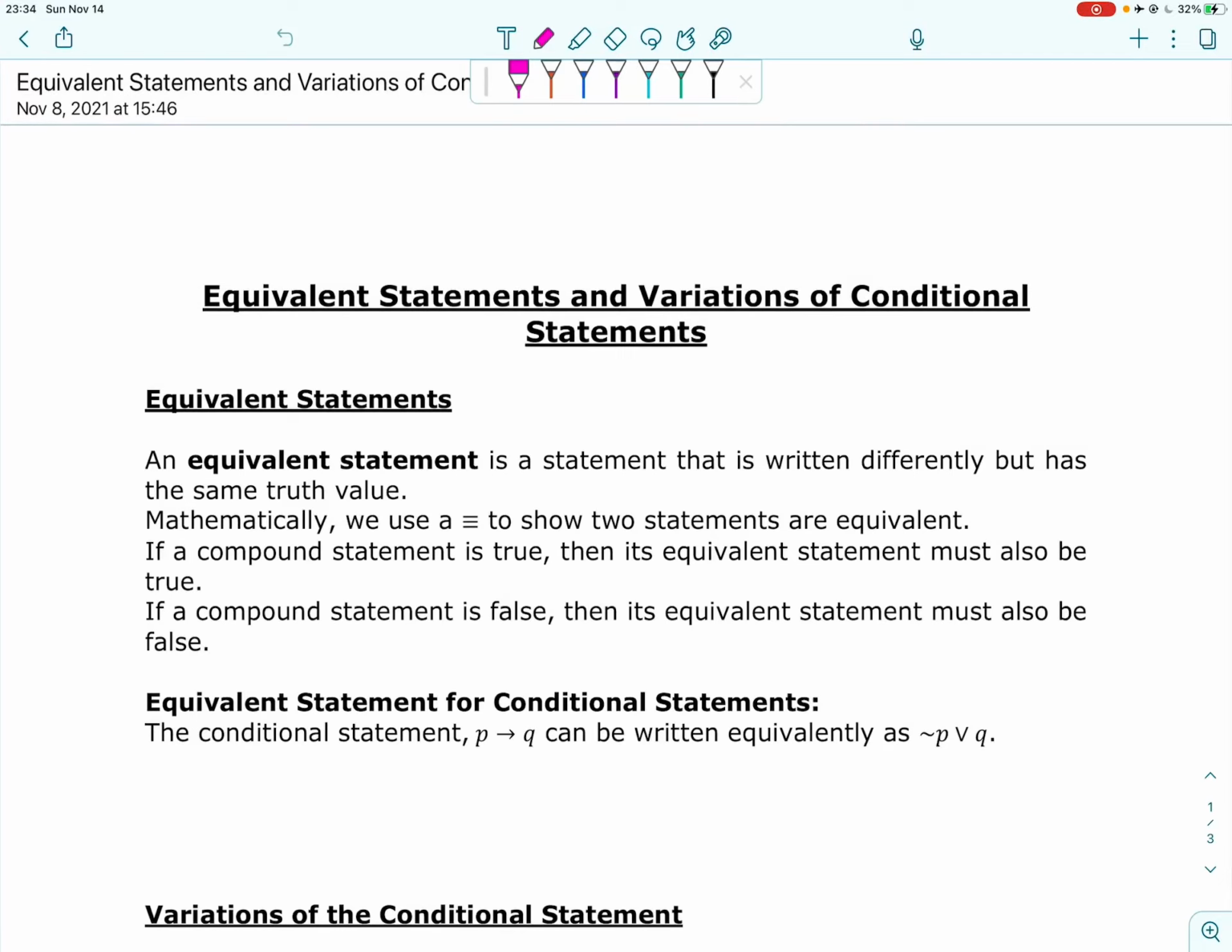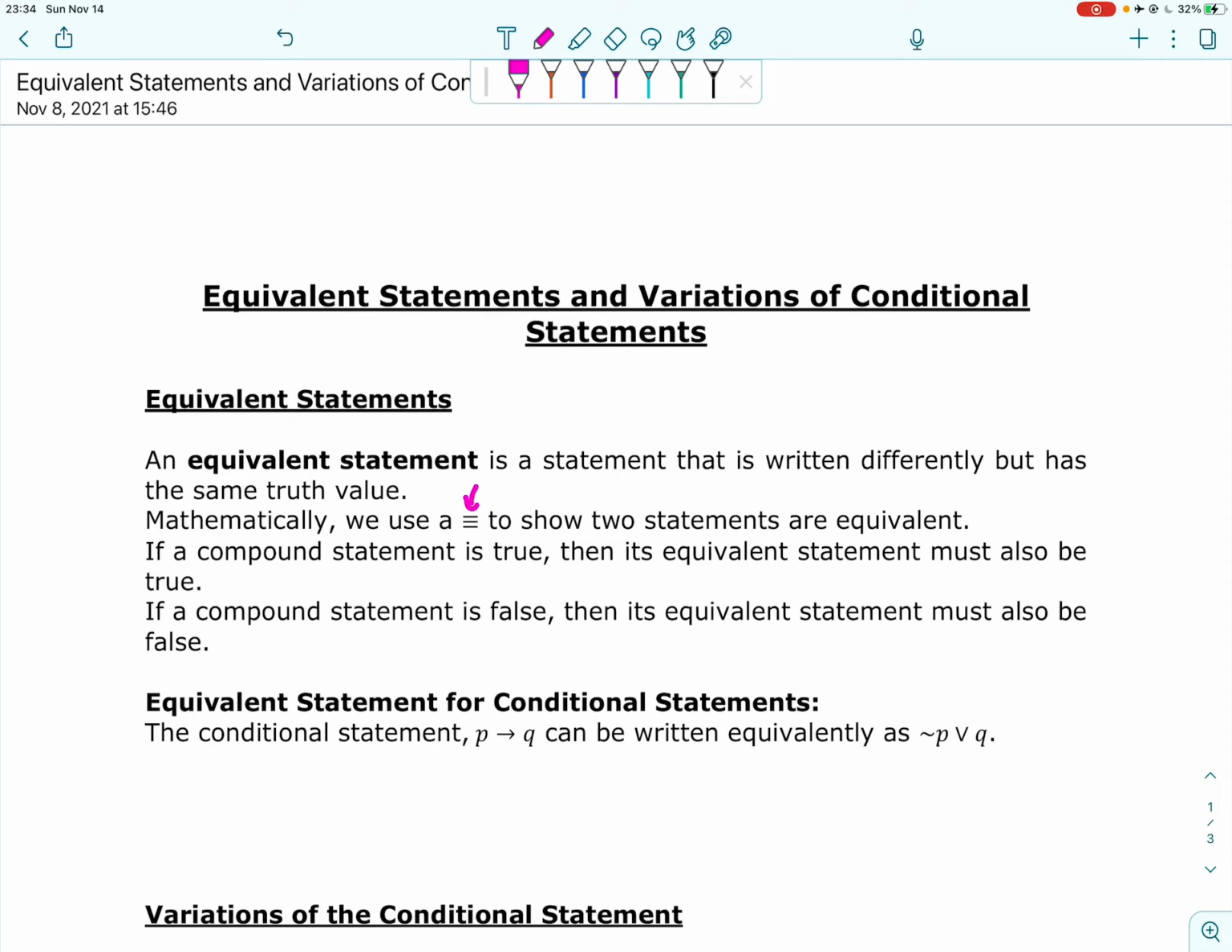All right, equivalent statements and variations of the conditional statements. So an equivalent statement is a statement that is written differently but has the same truth value. Mathematically, we use a 3-lined equal sign to show that two statements are equivalent. If a compound statement is true, then its equivalent statement must also be true. If a compound statement is false, then its equivalent statement must also be false.